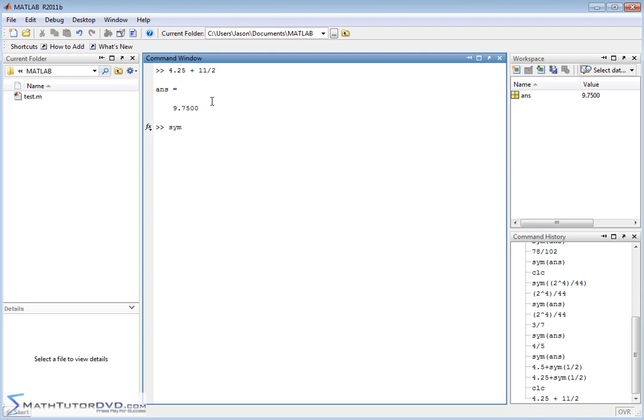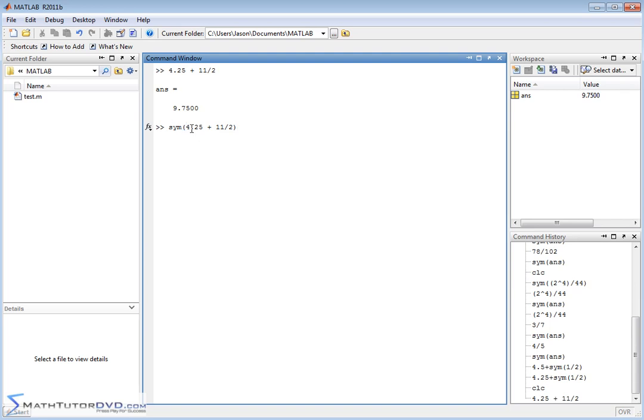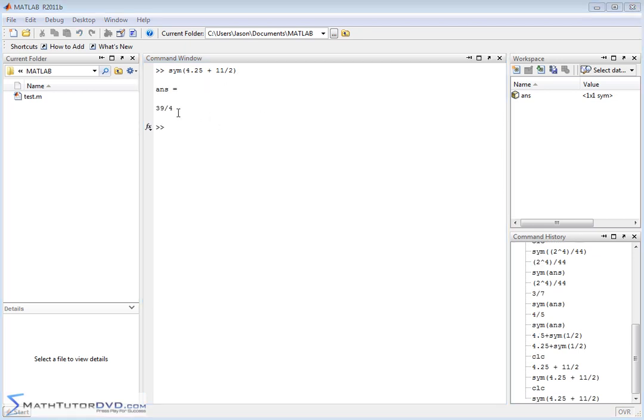And we've been doing this all day, but if inside of the symbol operator you wrap a decimal plus a division, no matter what you wrap in the symbol operator, MATLAB is going to attempt to treat the answer as a fraction, a pure number, so 39/4, right? Let me retrieve the last calculation. We get 39/4 for this calculation.